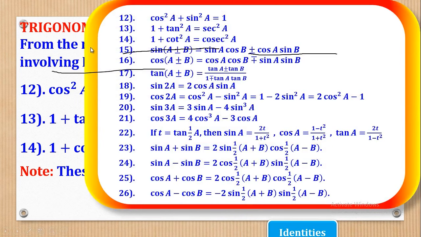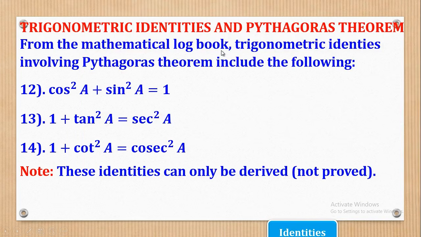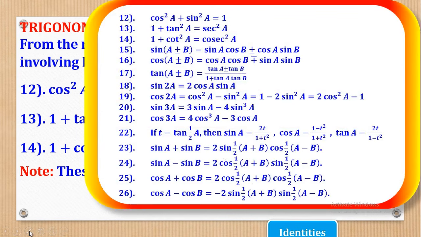So the identities range from number 12 to number 26, which is a number of identities. All these identities are very useful in this topic of trigonometry, and by the end of this video, you must know how to use each of these identities. So we are going to start with the identities which require Pythagoras theorem. Those are these first three. We shall be breaking them down for you to understand them well.